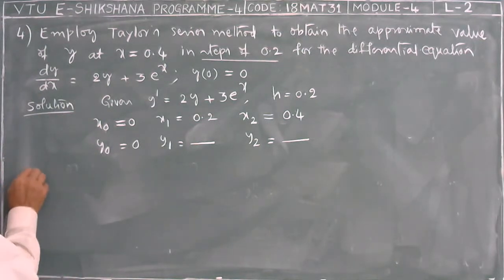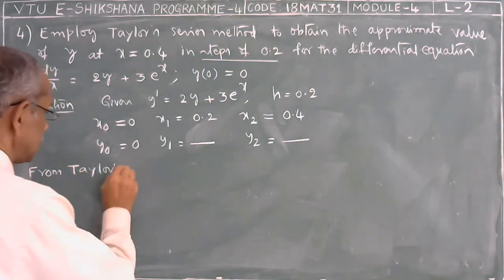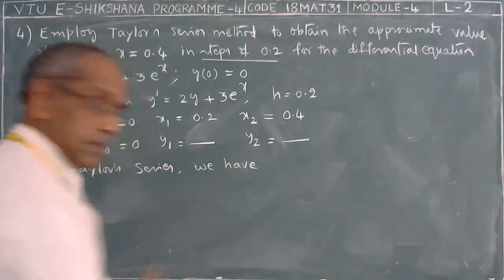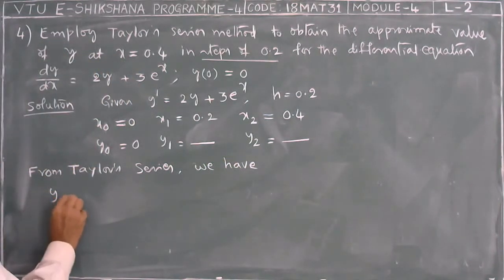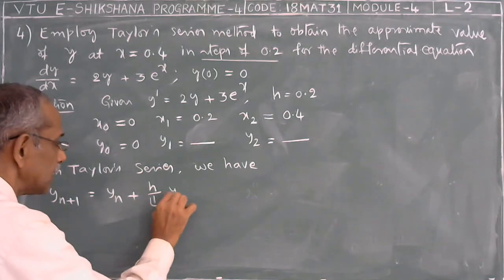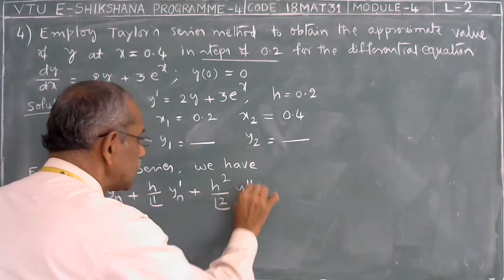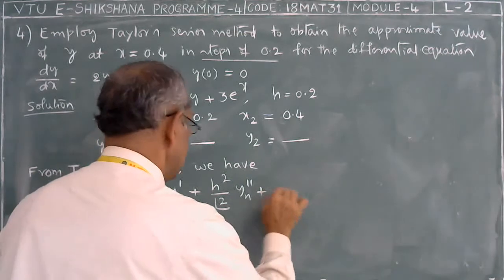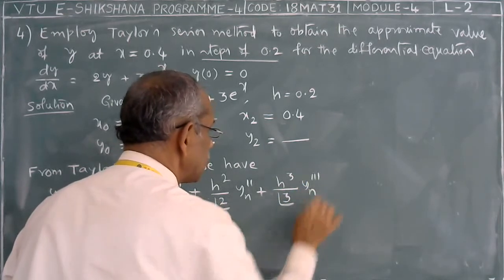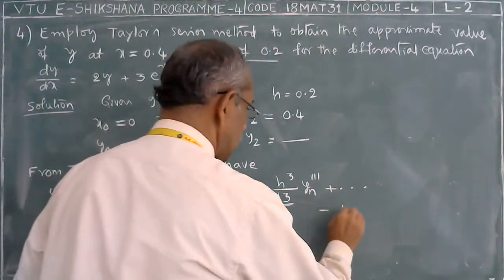So from Taylor series, write the Taylor series first. From Taylor's series, we have y n plus 1 is equal to yn plus h divided by factorial 1 yn dash plus h square divided by factorial 2 yn double dash plus h cube divided by factorial 3 into yn triple dash and so on. Call this equation number 1.